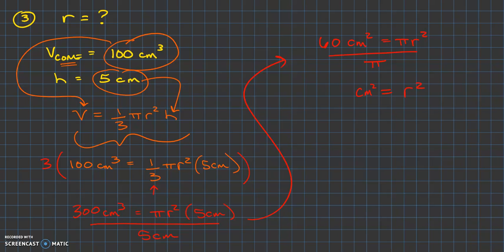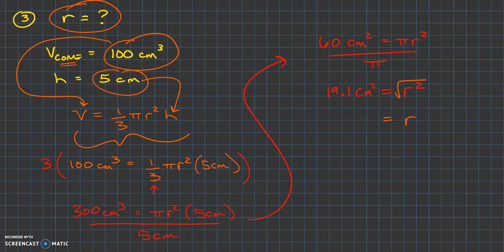Now, here you're still going to end up with centimeters squared because the pi is unitless. But what's 60 divided by pi? And this is where it begins to get ugly. For our purposes, you could just say 19.1. Now remember this, we have a squared on this side. Well, how do we get rid of the r squared? Because we're looking for r, right?